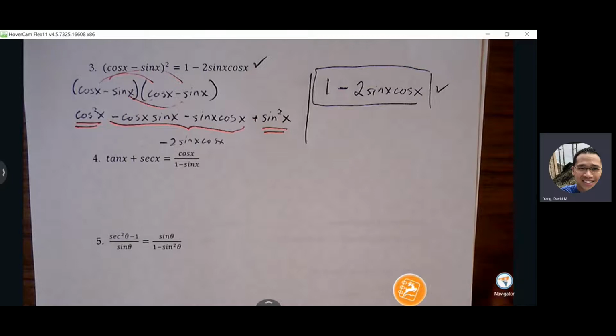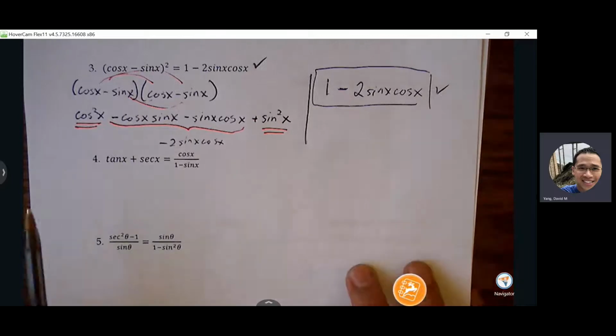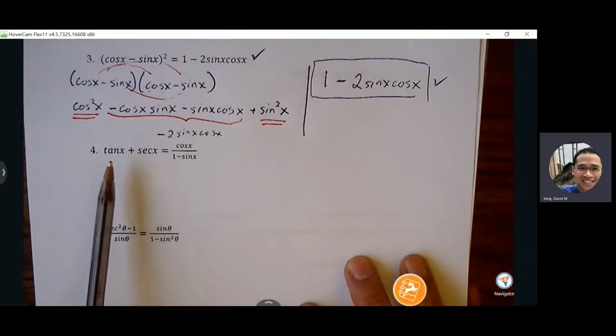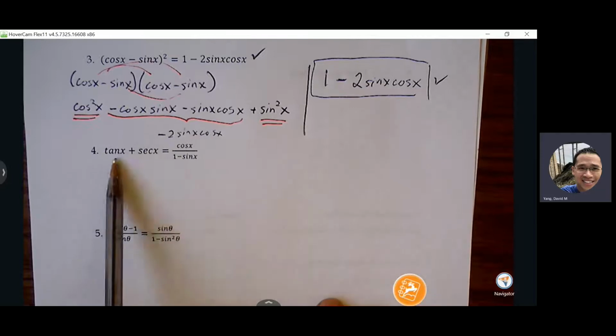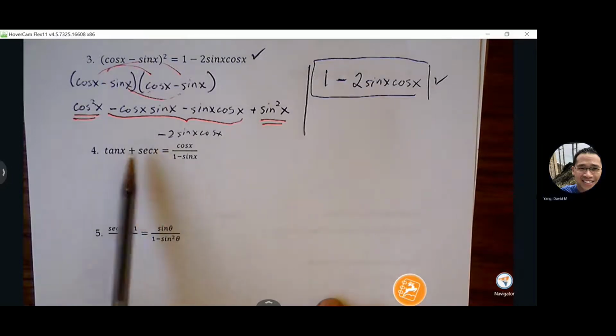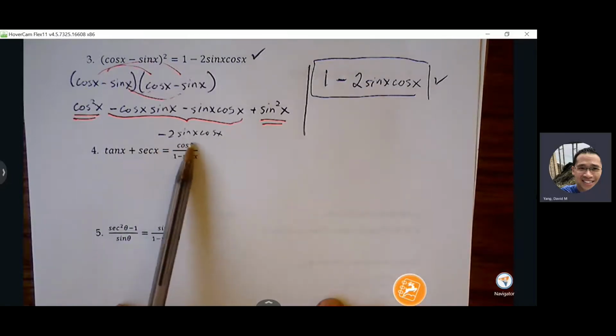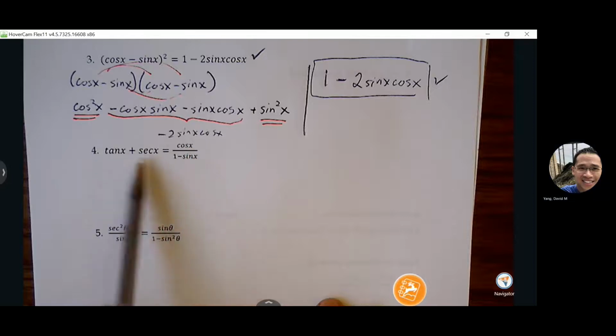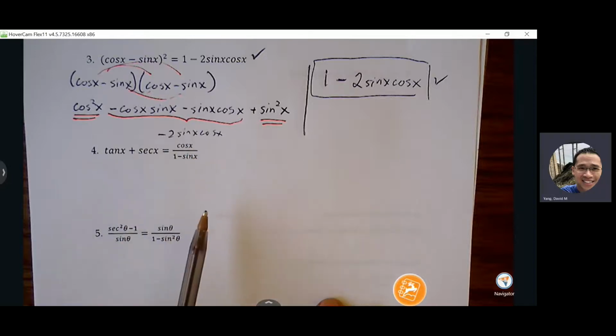All right, number 4 is a little messy, but we'll walk through it step by step. Okay, we'll go slow. Okay, number 4, tangent of x plus secant of x. We want this to turn into cosine over 1 minus sine x. What do you think is a good first step?